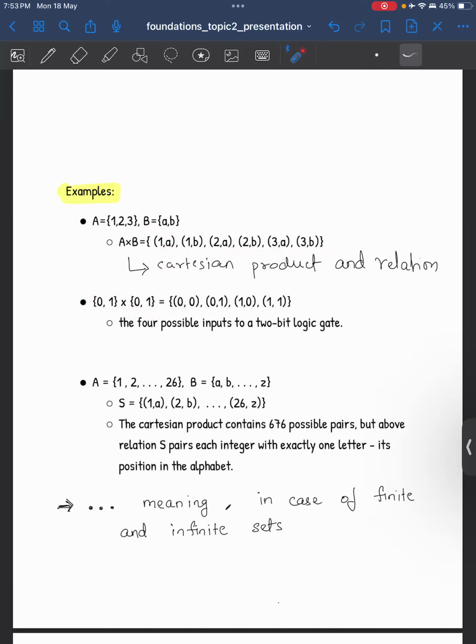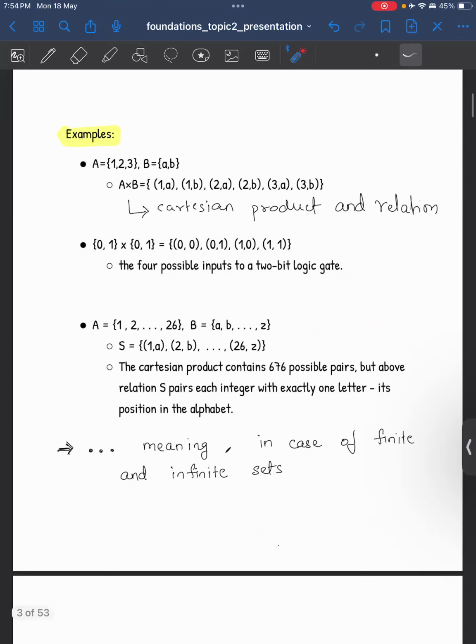This is an example where both A and B are the same, so A is equal to B. We'll cover this in detail. When A is equal to B, we look at some interesting structural properties that can exist. So we'll come to that. This is essentially known as the four possible inputs to a 2-bit logic gate, which we encounter quite often in digital logic.